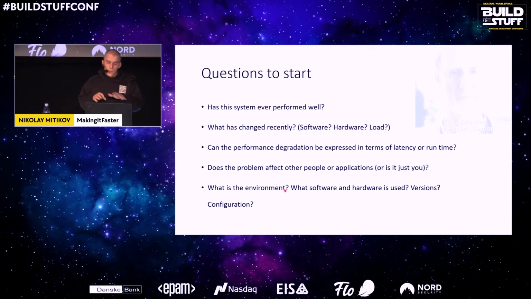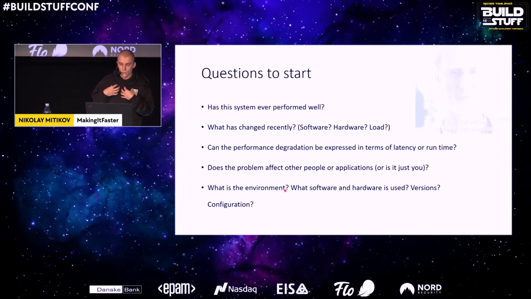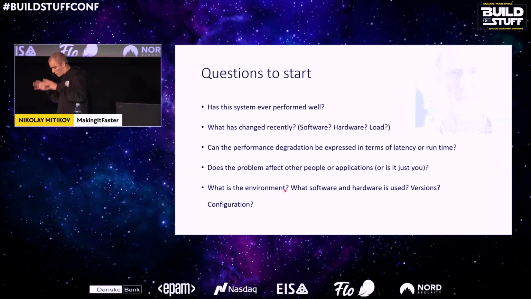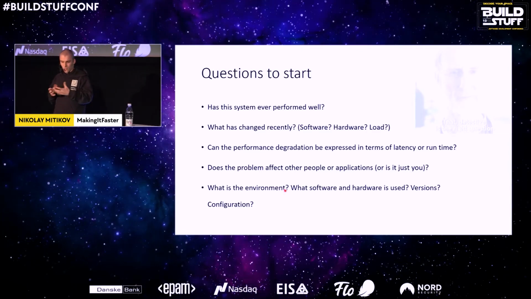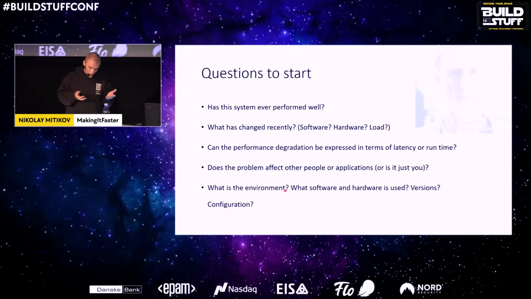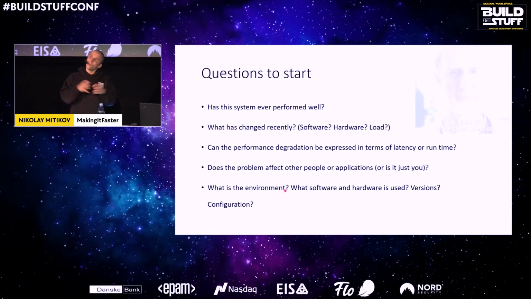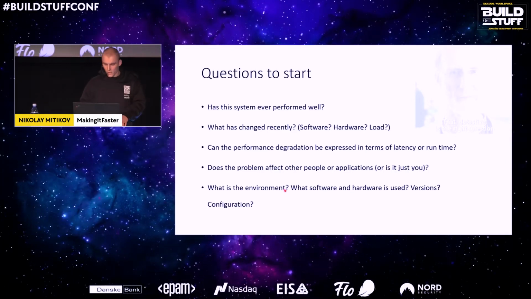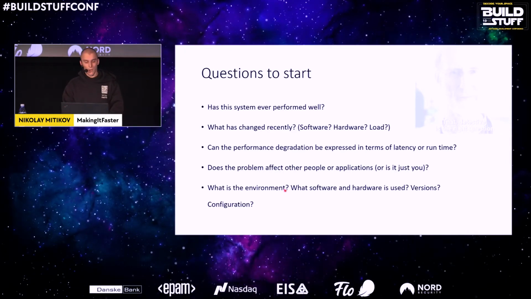Does the problem affect other people, applications, or is it just you? It was noticed that the main delivery center or servers are in Europe, but in other regions where they have a small subset of servers, it loads faster. What's the environment? We're going to be using Azure Web Apps in here.